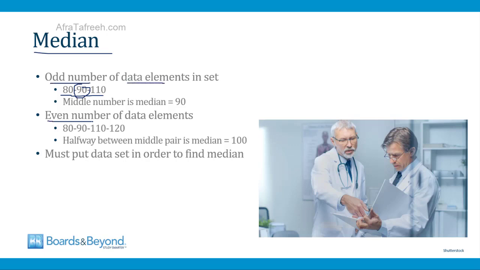If you have an even number though, then you still line them up in order like I've done here, 80, 90, 110, 120. But in this case there is no middle number because you have an even number of data elements. So instead what you do to determine the median when the number of data elements is even is you take the halfway point between the middle pair. So in this case the middle pair is 90 and 110, so the median is halfway between those two numbers, which is 100. And a key point here, which hopefully you appreciate, is that in order to determine the median, you have to put the data set in order. This is something that you don't need to do in order to determine the mean or the mode.